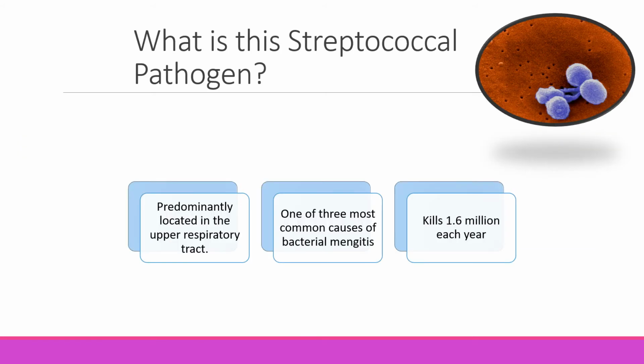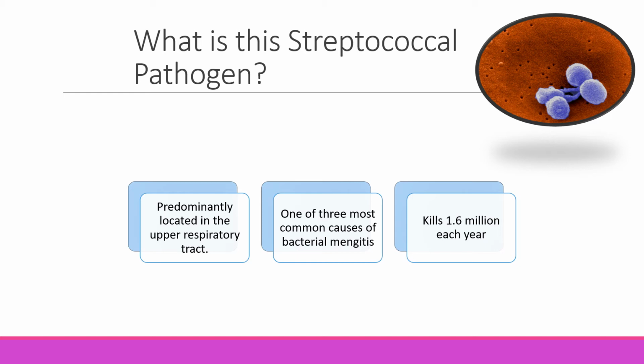Now we're going to play a little game called Who Am I? So this first one is, what is this streptococcal pathogen? This streptococcal pathogen is an opportunistic pathogen that's located in the eye, ear, mouth, and nose, and most predominantly in the upper respiratory tract. These cells are round and they occur in pairs. It is one of the three most common causes of bacterial meningitis.